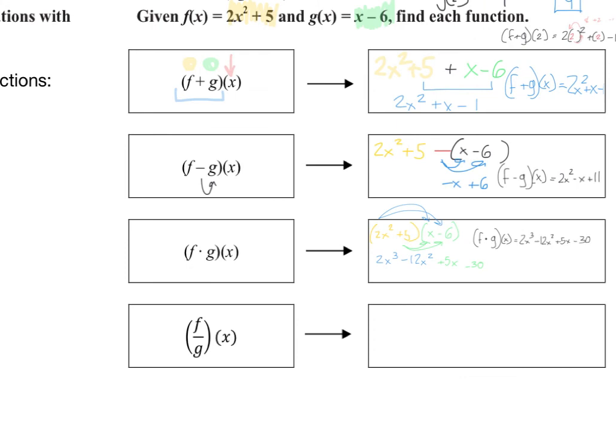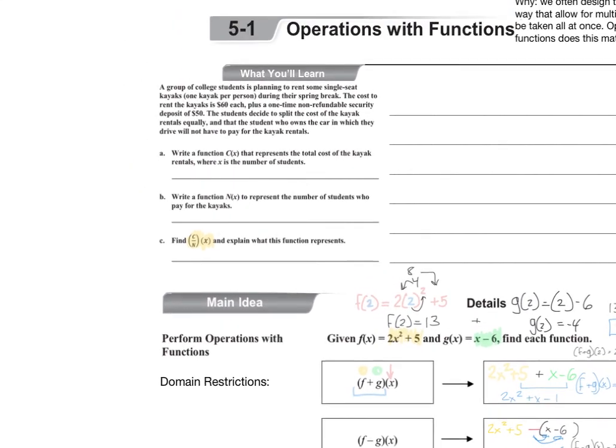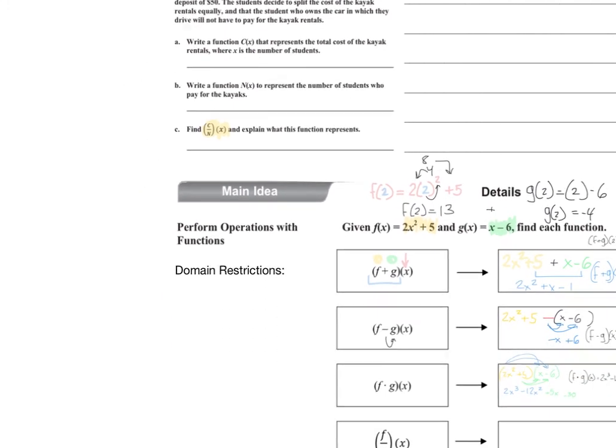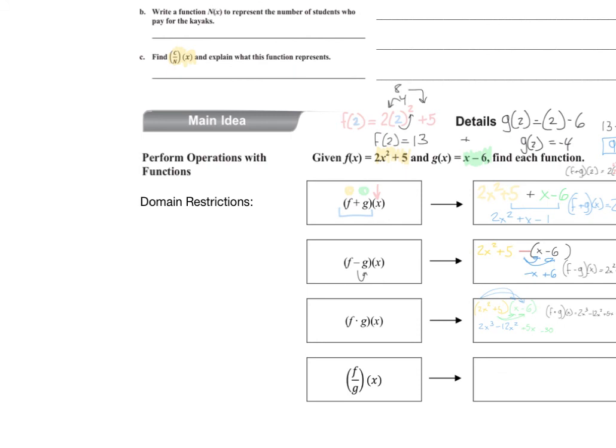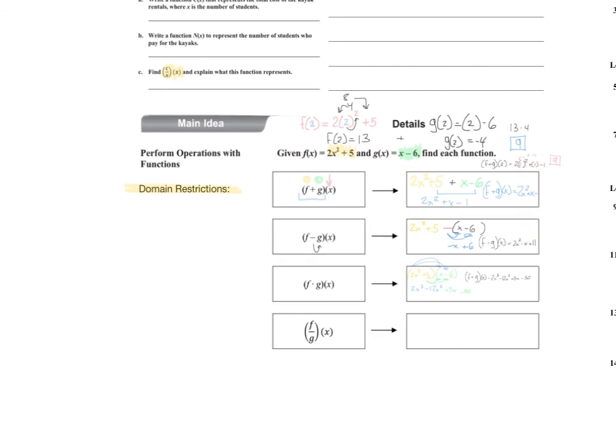I'm going to leave the division one for now. We'll cover that in class after we see this problem here, because it's going to get into a concept called domain restrictions. And domain restrictions will be a lot easier to understand with us looking at that kayak example first and then kind of breaking down the concept together.